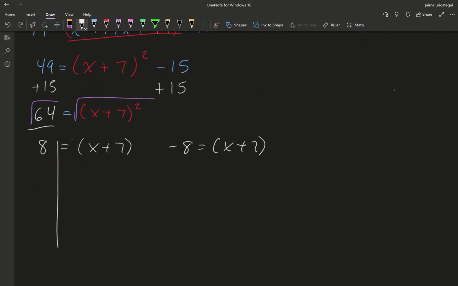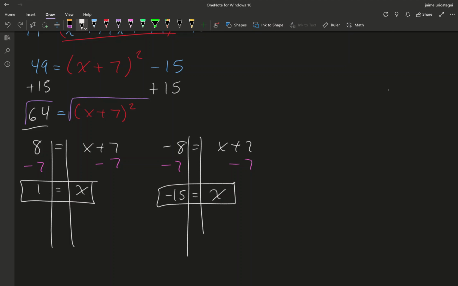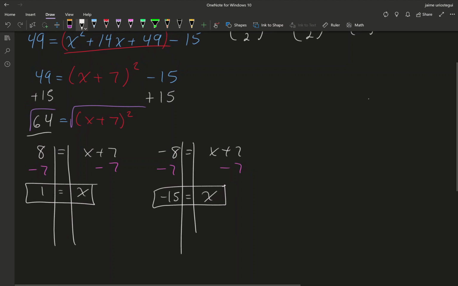I'm going to do it with our train tracks. Now, we don't really need these parentheses anymore. They're just there for show at this point. So what we're going to do is subtract 7 from both sides. We're going to get 1 is equal to x. That's one of our solutions. And on the other side, we're also going to subtract 7 again. But this time when we subtract 7, we're going to get negative 15 is equal to x. And that is our other solution. So that there is completing the square.